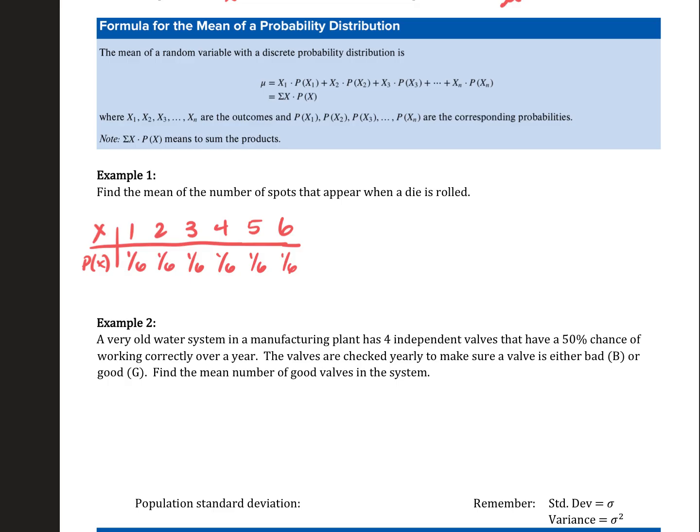So to find the mean, mu, you're going to do 1 times 1/6 plus 2 times 1/6 plus 3 times 1/6, etc. I ran out of room. Hold on. Start over. So plug that in your calculator.